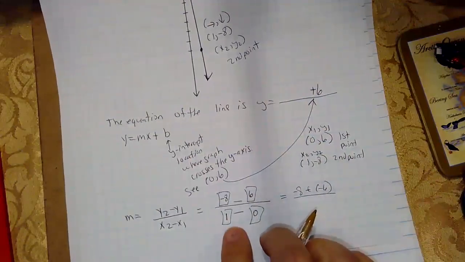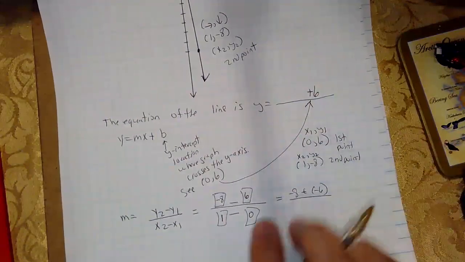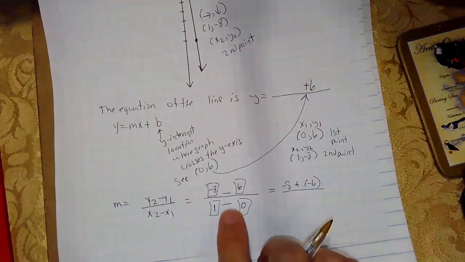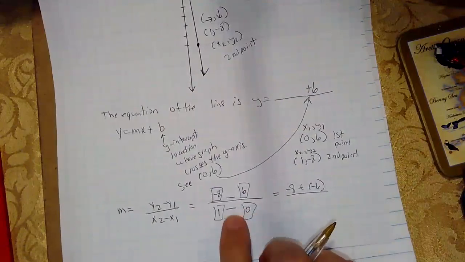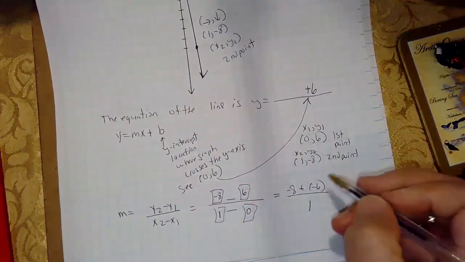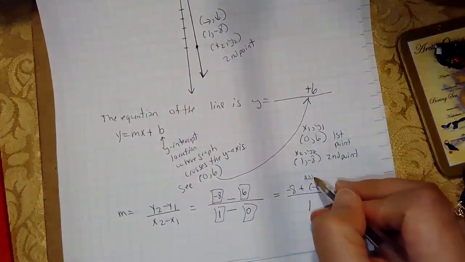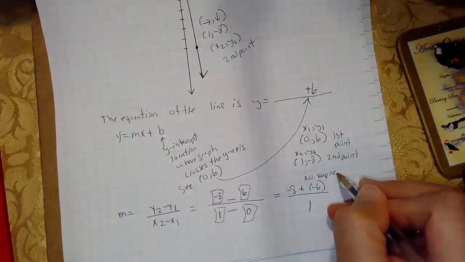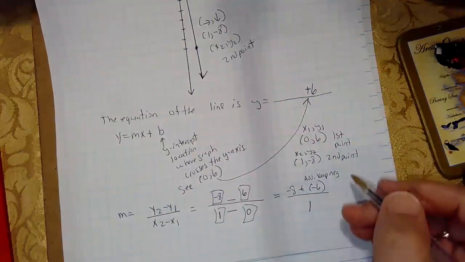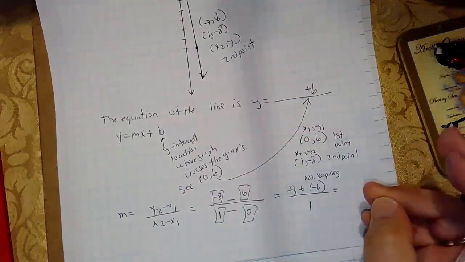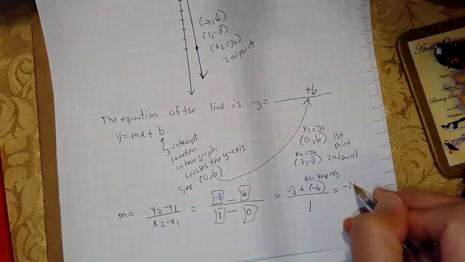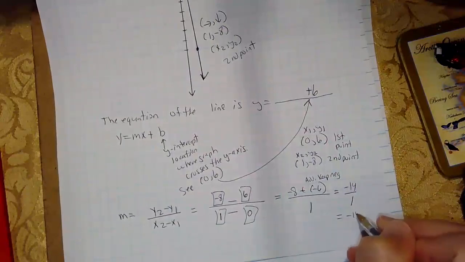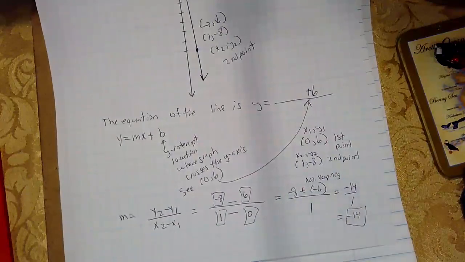And then down here, I don't need that only because this is 0, so I don't have to do keep change, take the opposite. So 1 take away 0 is just 1. And here I'm going to have to add and keep the negative. It's like you owe somebody 8 and you owe somebody 6, 8, 9, 10, 11, 12, 13, 14. So this is a negative 14 over 1, which is just going to be negative 14. Okay, so that's your slope.